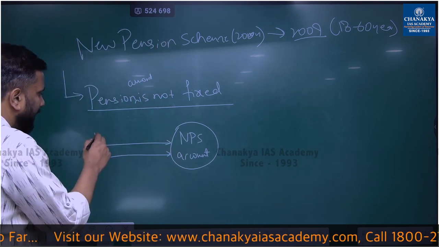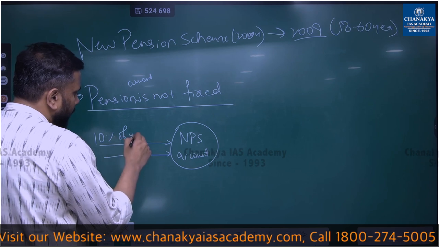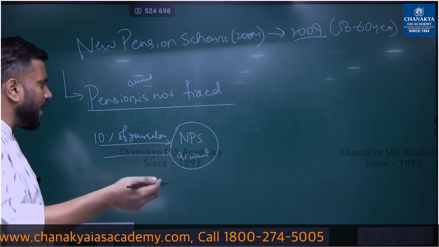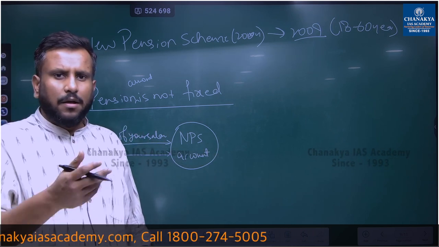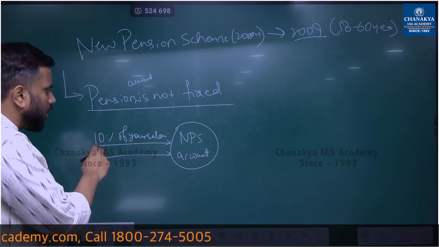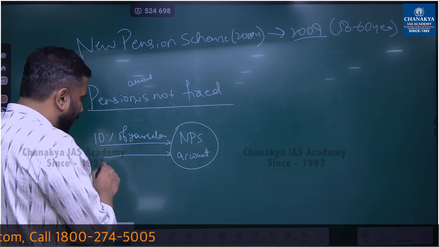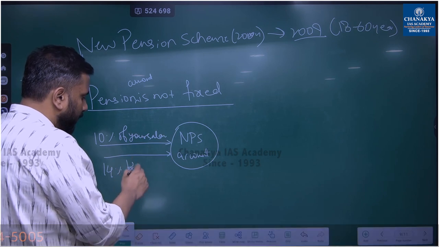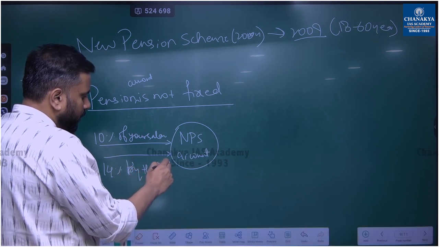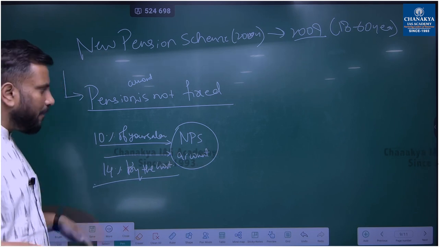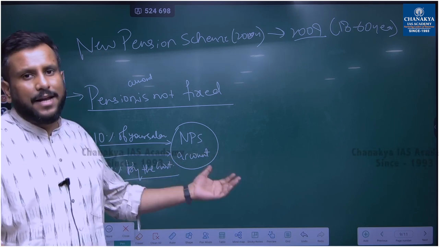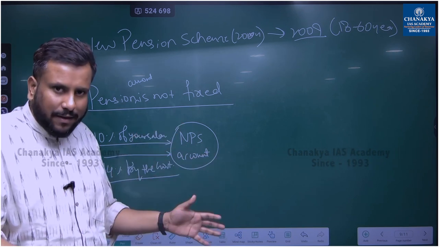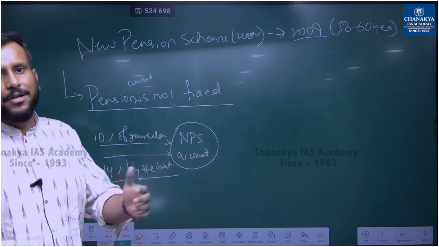So you have to pay 10% of your salary. Jo bhi salary aapka, you're earning 1 lakh, you're earning 2 lakh, you're earning 1 crore. Matlab jo bhi aapka salary, out of that 10% you have to contribute to the NPS account, and 14% of that amount will be paid by the government. So, जितना आप दोगे उसका 14% गवर्नमेंट भी ऐड करेगी एनपीएस अकाउंट में.